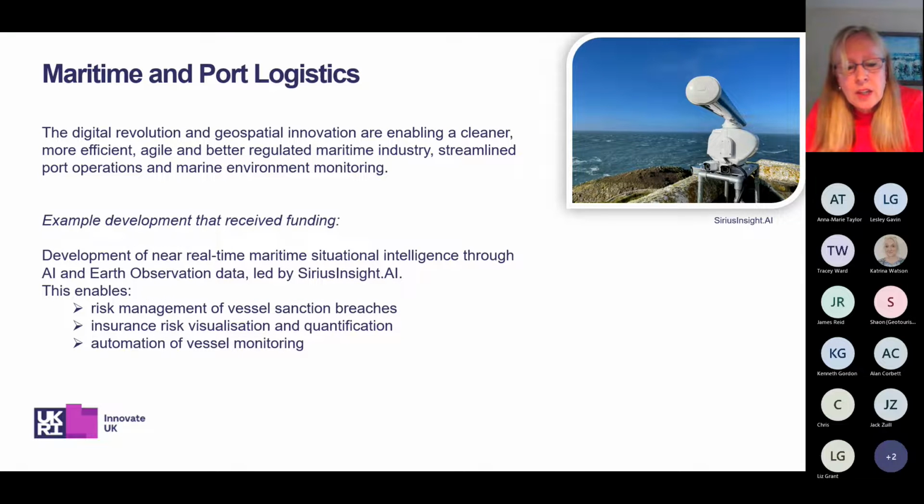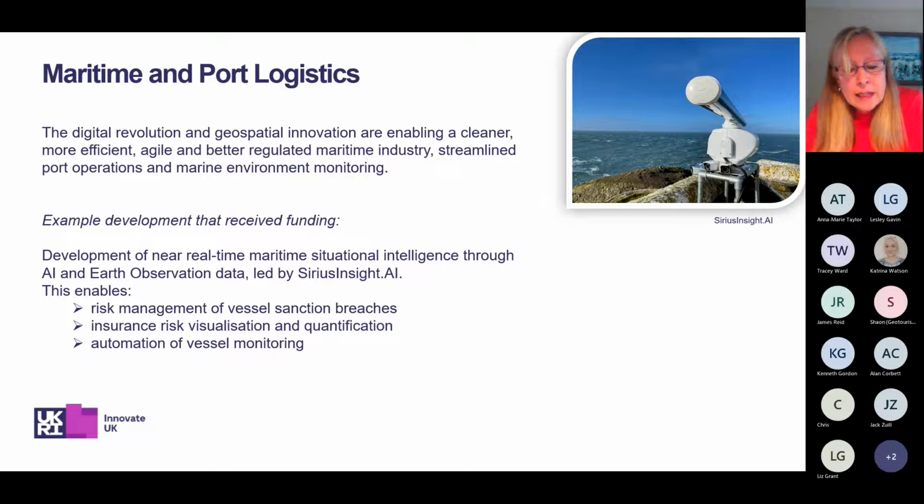Another couple of significant sectors for geospatial developments are maritime and port logistics. Here, the digital revolution combining with advancing geospatial intelligence is starting to enable a cleaner, more efficient, agile and better regulated maritime industry, as well as increasing efficiencies in port logistics and marine environmental monitoring.